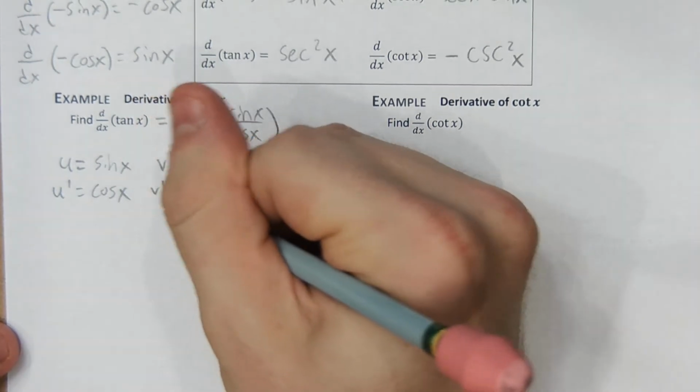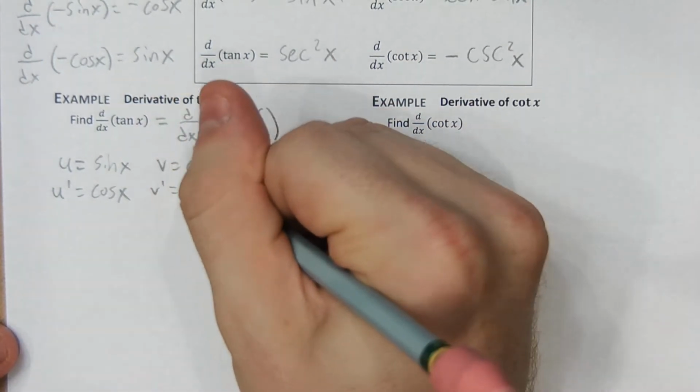And v prime would be the derivative of cosine x, which is just negative sine of x.